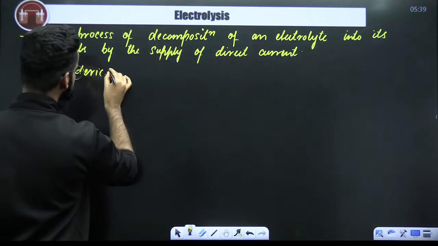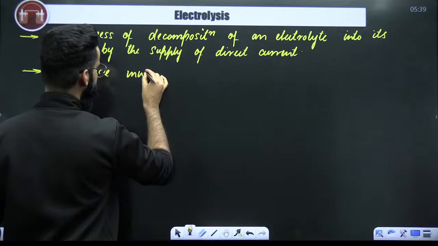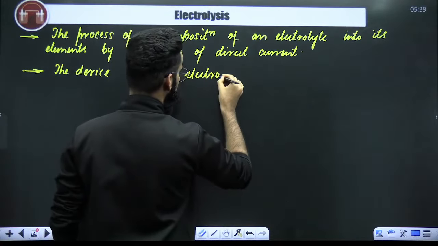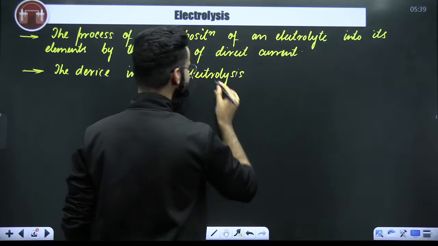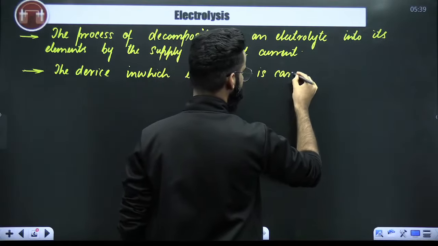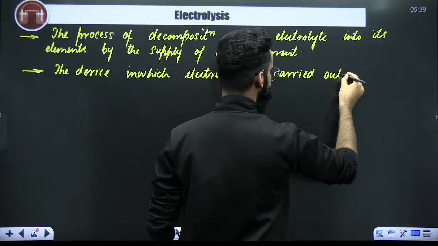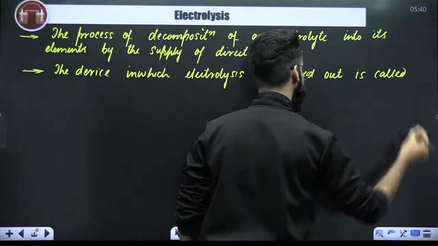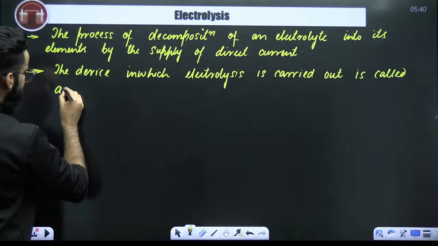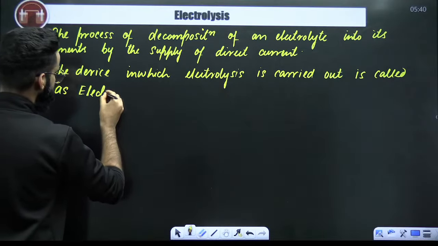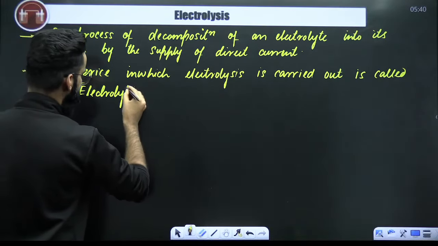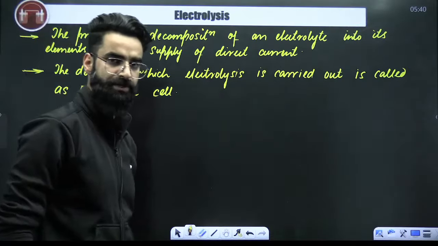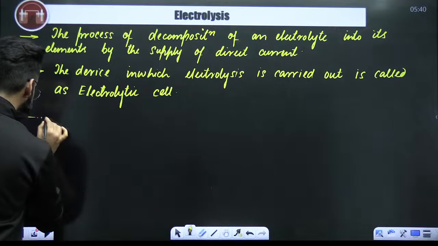the device in which electrolysis is carried out, that device is called as electrolytic cell. Point number two, take a note of this. Point number three.